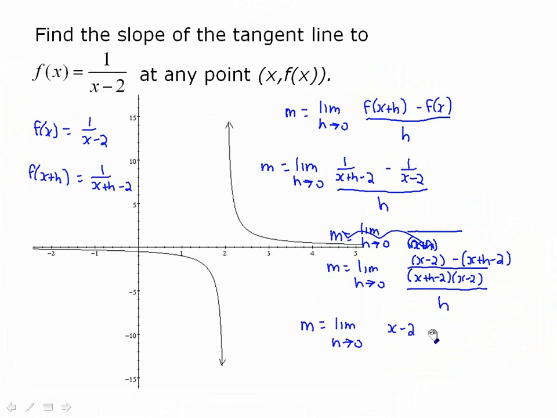X minus 2 minus x minus h plus 2 when that negative gets distributed through. And then this is over x minus 2 times x plus h minus 2. Rewrote it in a different form, but no big deal. All over h. And we have come to expect these cancellations, and correctly so, because you should in fact be canceling them out so that we are able to cancel that factor of h on the denominator.